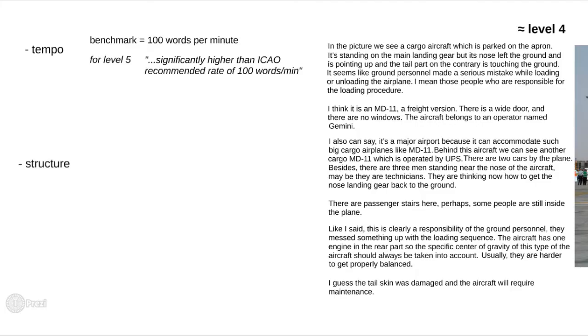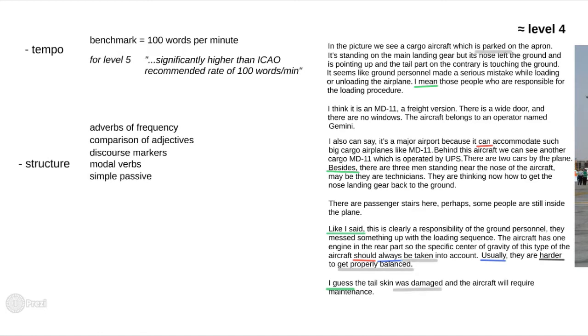As for the structure, we've got here adverbs of frequency, comparison adjectives, discourse markers, modal verbs, simple passive, relative pronouns, article were in place. We used various tenses like present simple and continuous, future simple, and also there is the raw structures. According to document 9835, all these are so-called basic structures. They're good, they demonstrate a good command of the language, but apparently not too complex to claim level 5.